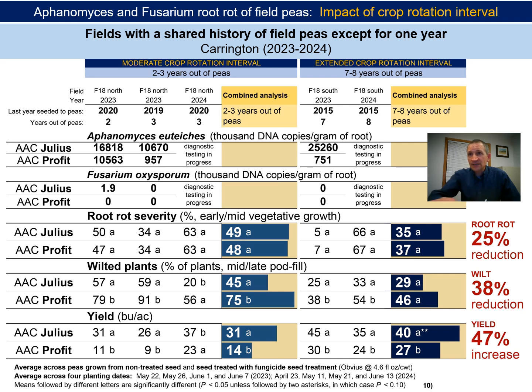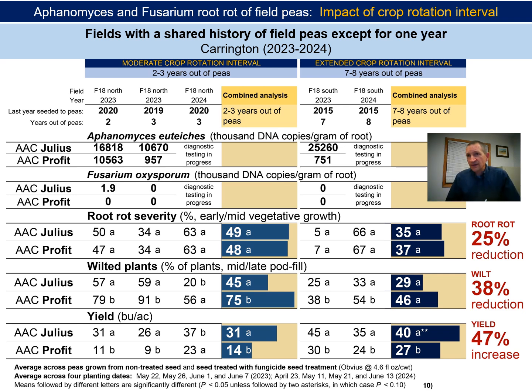On the right side of the slide, you will see studies conducted on the rest of the field. In that case, it's 7 to 8 years out of peas. So these studies differ only in terms of crop rotation history. The studies on the left had peas one more time, 2 to 3 years ago, and the other part did not get peas 2 to 3 years ago and hadn't seen peas since that whole field was planted to peas 7 to 8 years prior.